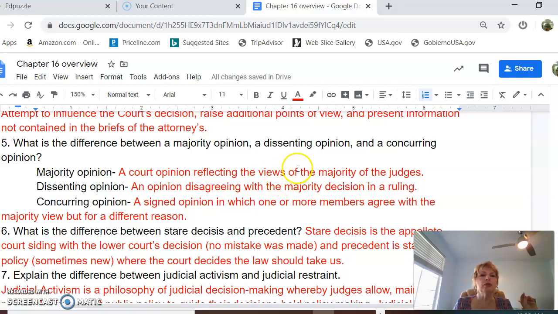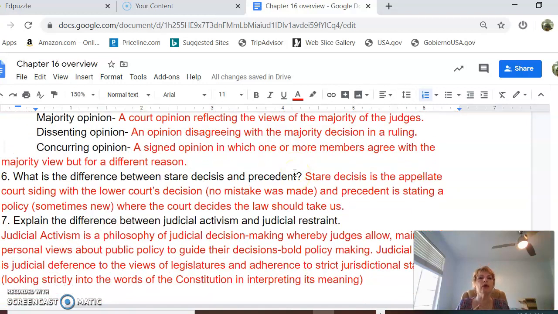What is the difference between a majority opinion, a dissenting opinion, and a concurring opinion? So the majority opinion is a court opinion reflecting the views of the majority of so at least 5 of the 9. This is a majority. Dissenting opinion, opinion disagreeing with the majority of a decision in a ruling. So it can be anywhere from 1 to 4 judges who are the dissenting or the losers in the decision. Concurring, an opinion in which 1 or more members agree with the majority view, but for a different reason. So they might put this in there saying, yeah, I decided to rule the same way he did, but for a different reason.